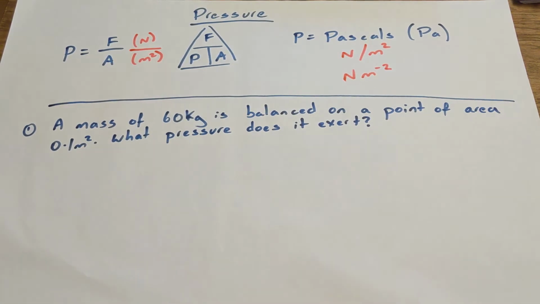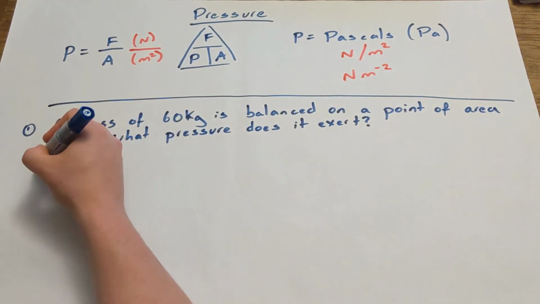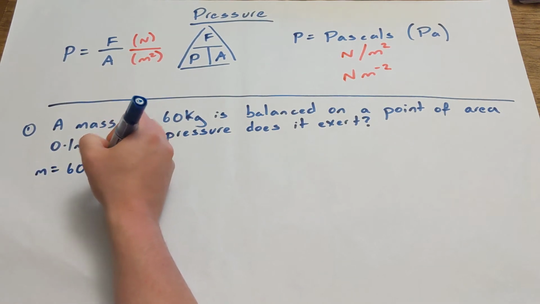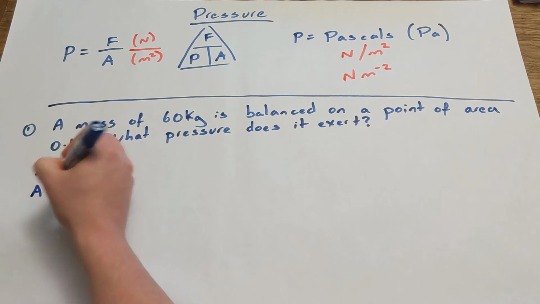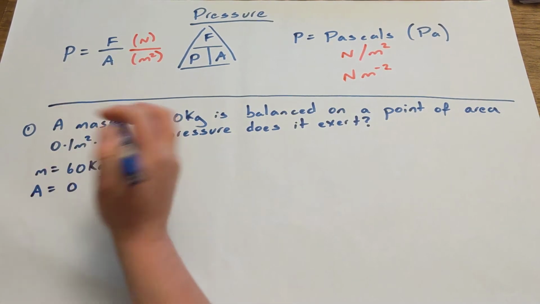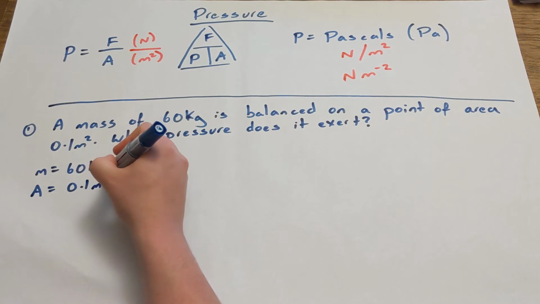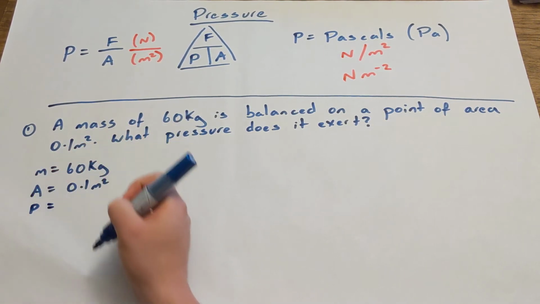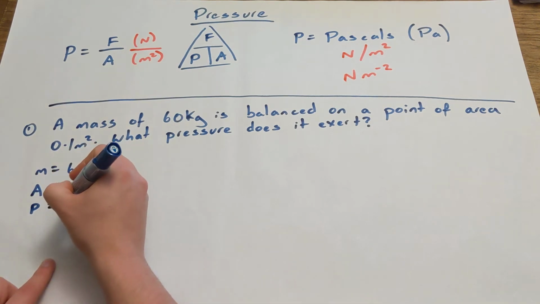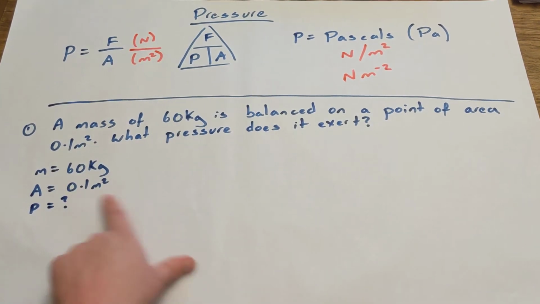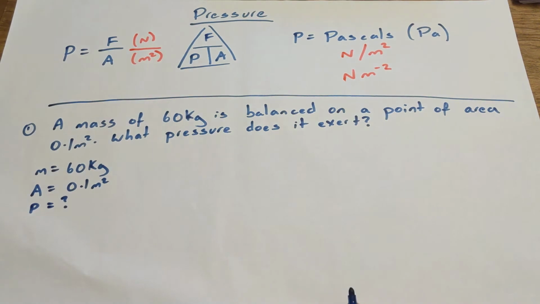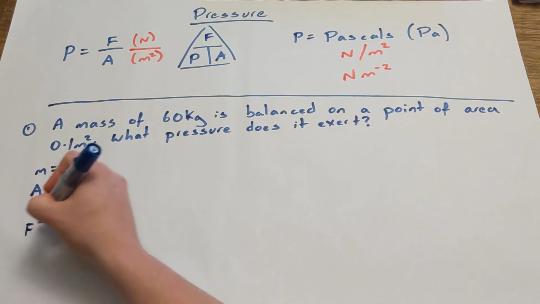So let's write down what we have and what we're trying to find out. We have the mass, that's 60 kilograms. We have the area, and it's already in meters squared, so we don't need to change it: 0.1 meters squared. And we're trying to work out the pressure. Something we're missing though, if we look at our formula, is that we don't know the force. We also need to work that out.